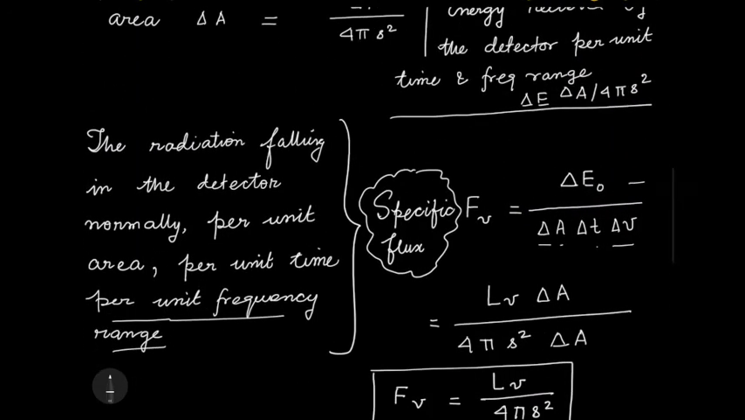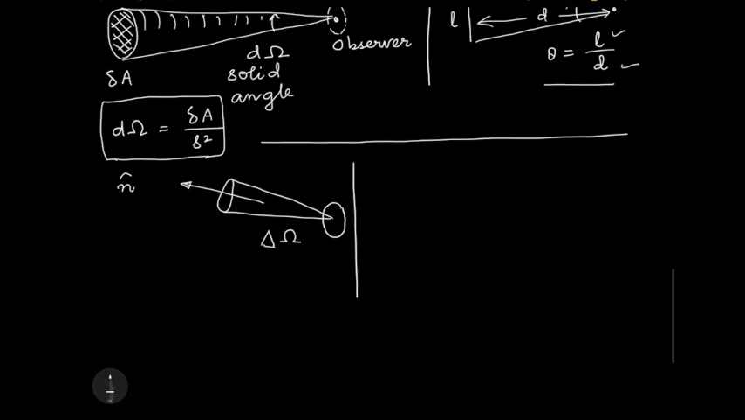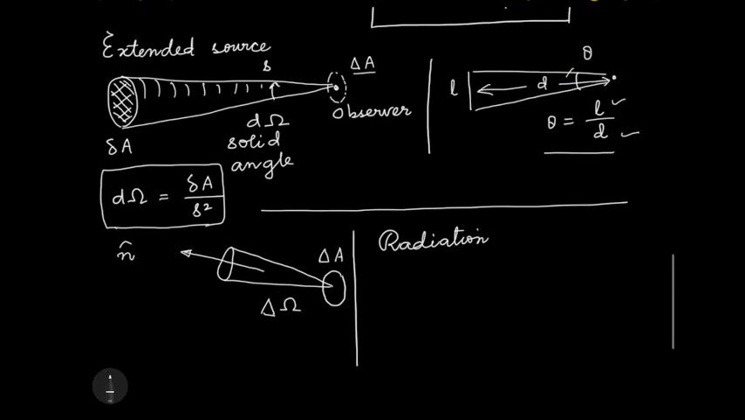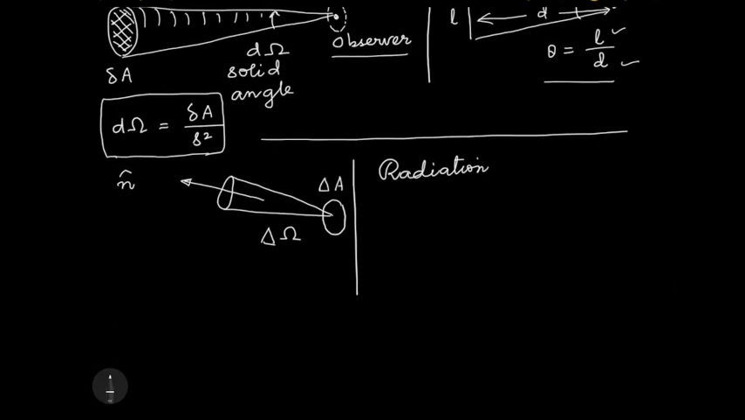Just like we said here, the radiation falling on the detector normally, per unit area, per unit time, per unit frequency range. Now we are asking the question about radiation, and this area need not be my detector, because I can put this area anywhere along the passage of the radiation. So say this is my source and this is my observer. I can put this area anywhere. The observer actually can be anywhere, right?